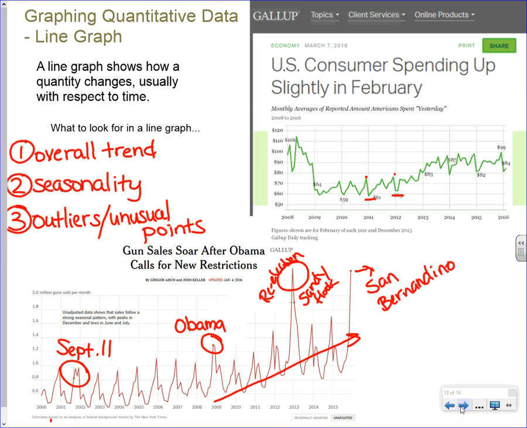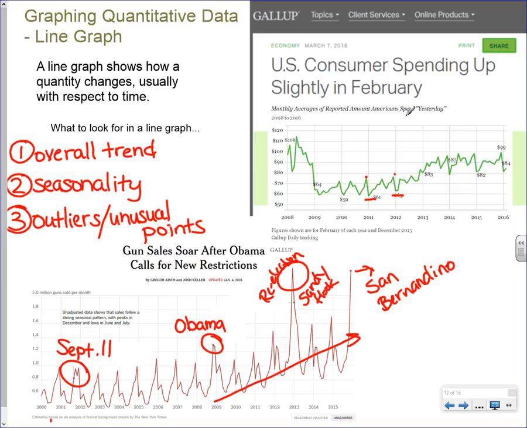All right, moving on to another graph, a line graph. Line graphs, you're probably pretty familiar with. We see line graphs pretty much everywhere. A change in time is typically what a line graph is telling us, how things have changed over time. So how prices are changing over time, how satisfaction is changing over time, how sales are changing over time, etc. This graph up here that I've got is from March. It says U.S. consumer spending is up slightly in February.